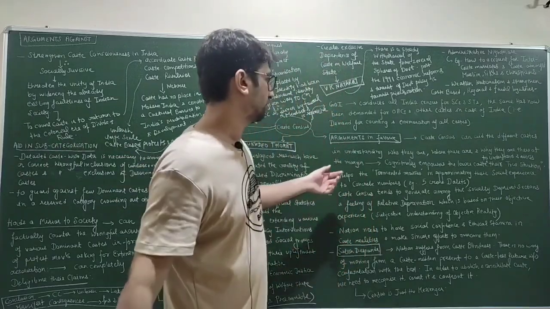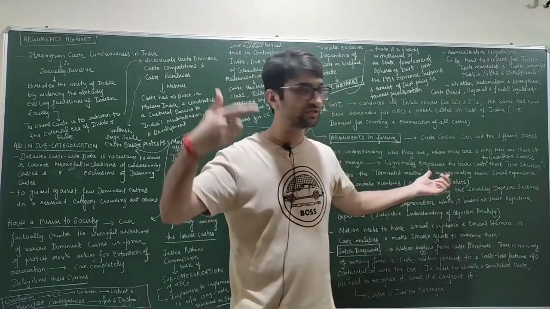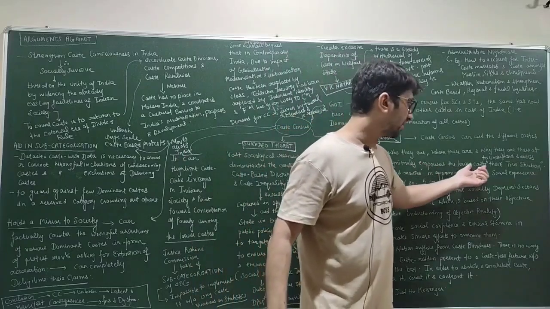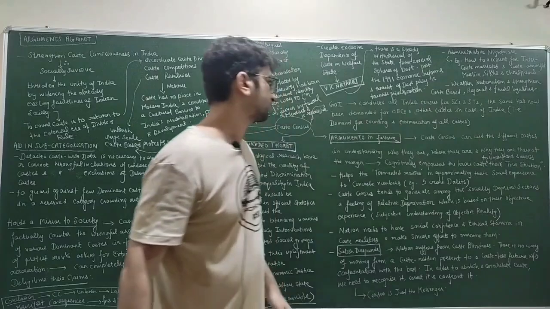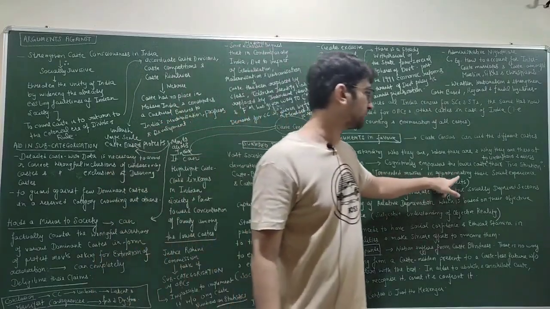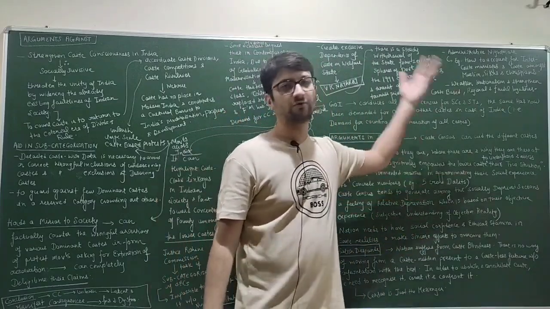Okay. So it will cognitively empower them. Cognitively, it is a kind of form of consciousness. They will know of their true situation. It cognitively empowers the lower caste to understand and assess their true situation. It helps the tormented mass in approximating their social experience to concrete numbers. For example, 5 crore Dalits.